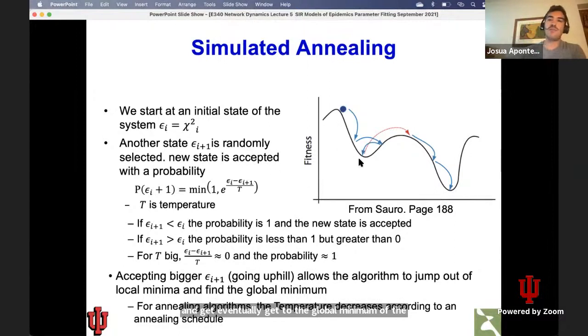And again, in simulated annealing, the probability that your searching algorithm is going to jump away from a local minima is going to depend on the temperature. If the temperature is high, your probability of moving away from local minima is higher. If the temperature is small, then you basically move down the gradient.